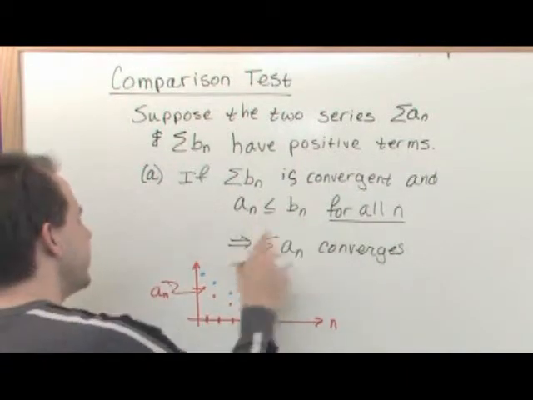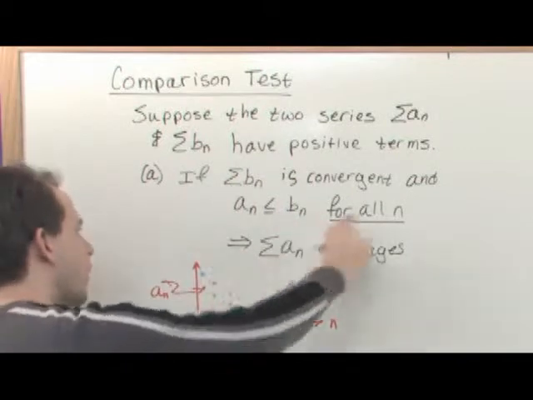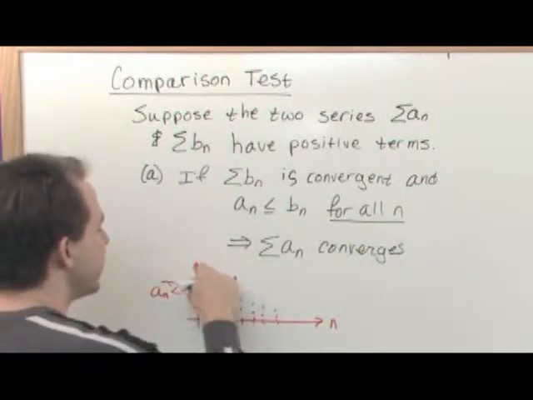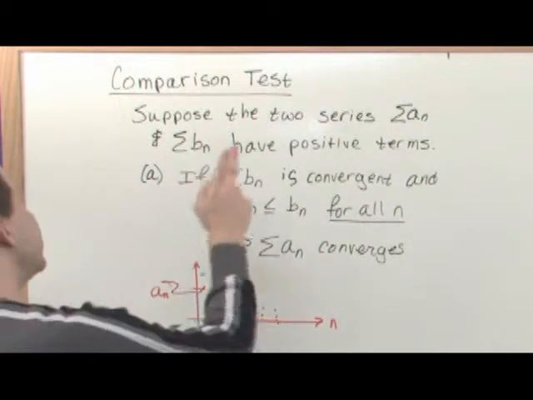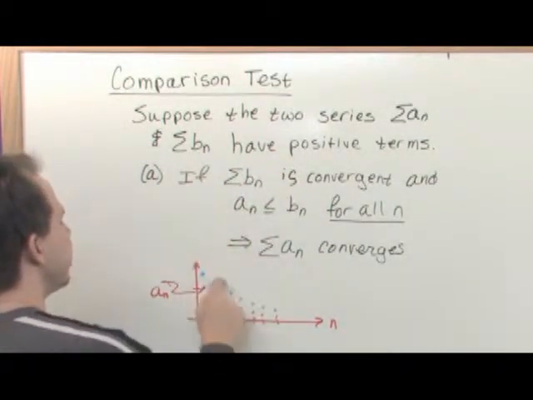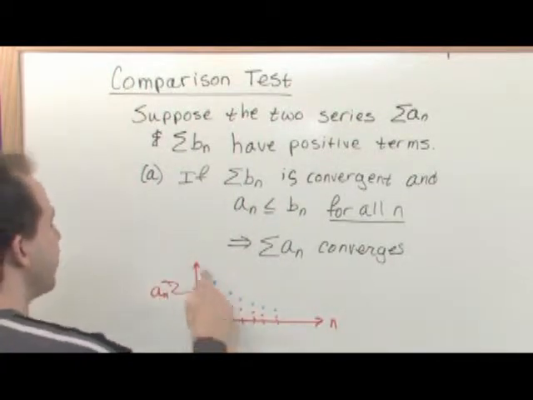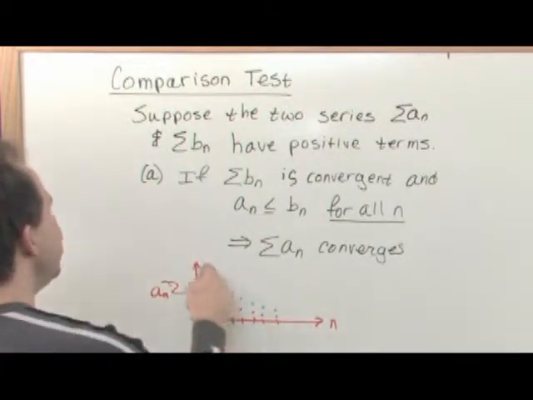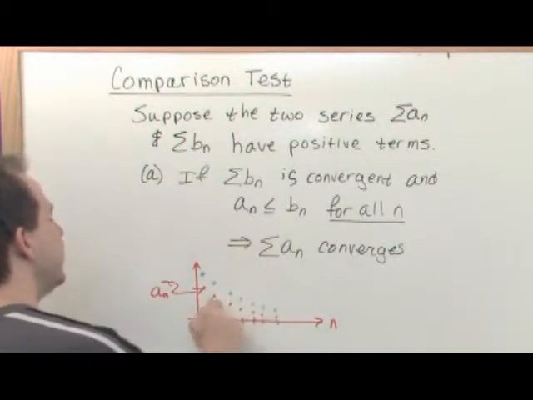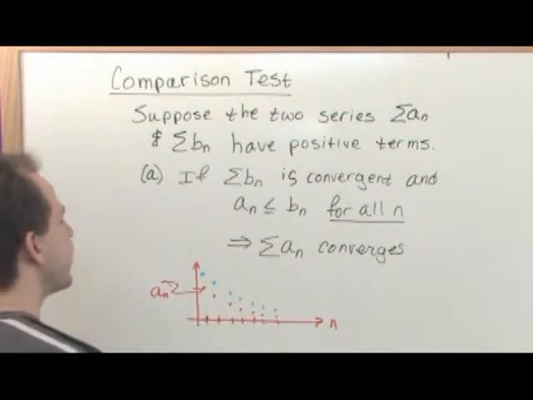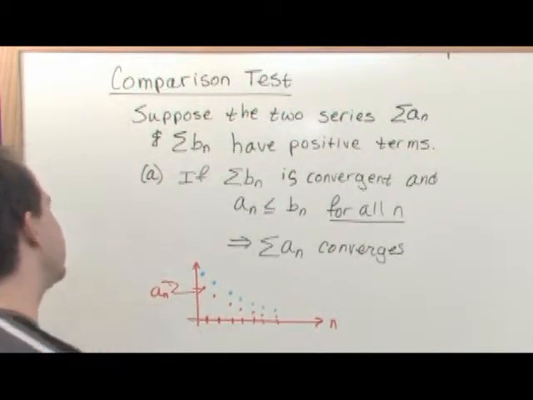A sub n must be less than b sub n for all n, every single value of n. So it must kind of parallel as it comes down here. So what this thing is saying is, let's just read it. Suppose the two series a sub n and b sub n, which are given here on the graph, have positive terms, which they do. If b sub n, which is the blue dots, is convergent, and a sub n is less than b sub n, like I've drawn it here, for all n, then you have proven that a sub n converges.